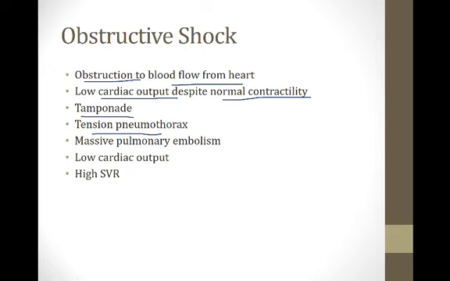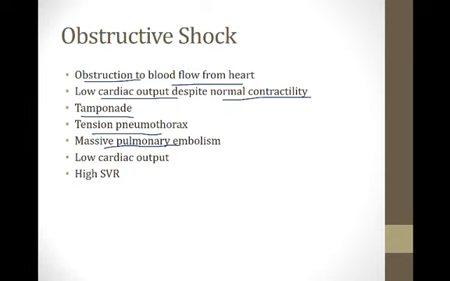In a tension pneumothorax, the same physiology as tamponade occurs. There's very, very high pressure inside the thorax. This impairs the ability of the heart to fill, and therefore the cardiac output falls, even though the heart muscle tissue is working normally. Also, in a massive pulmonary embolism, there can be poor blood flow from the right ventricle to the left, and this can drop cardiac output.